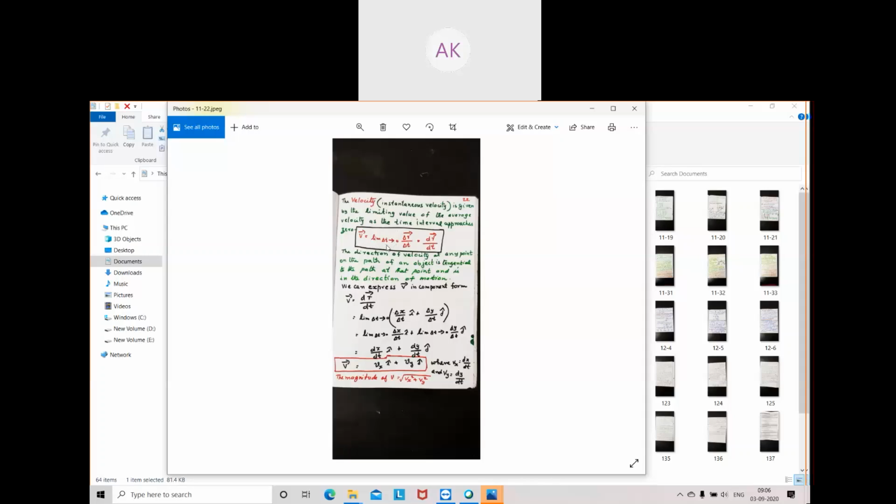In 2-dimension, it will have two components. In 1-dimension, only one component. In 2-dimension, velocity, displacement, acceleration, force, everything will have two components. Every quantity will have two components, especially vector quantities. Okay.